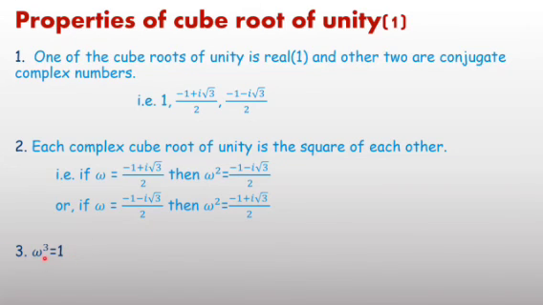Now third property, omega cube equal to 1. Easily you can verify it. Omega cube means omega into omega square. Value of omega minus 1 plus i root 3 upon 2 and omega square minus 1 minus i root 3 upon 2, multiply: 1 plus 3 upon 4 equal to 1. Value of omega cube is 1.